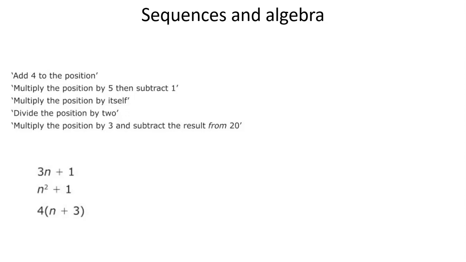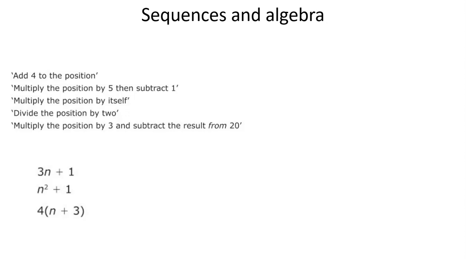Hello, and I'm talking about sequences today. In previous videos we've looked at various things about sequences, written out by some wordy rule, maybe the term-to-term rule, or in this case position-to-term rules, so add 4 to the position, or multiply the position by 5, then subtract 1. Well, these are all very well and good, we can do this.